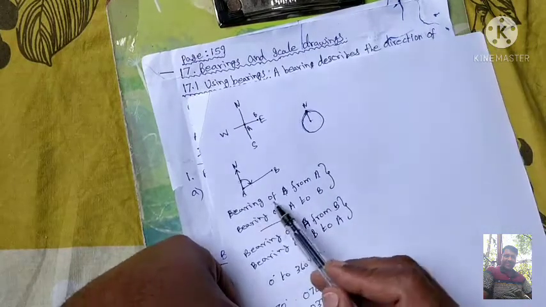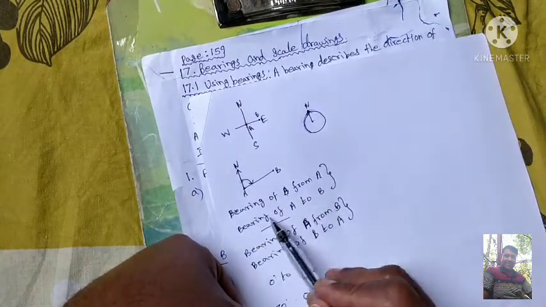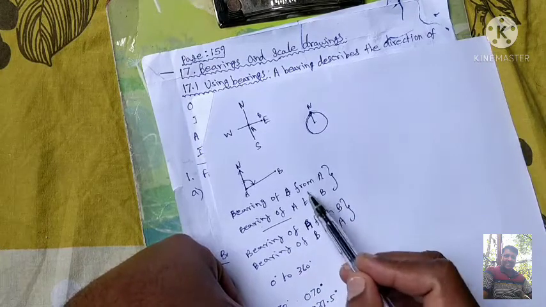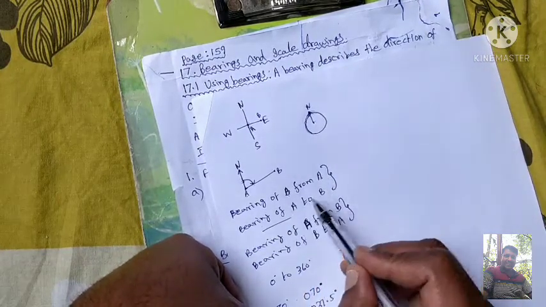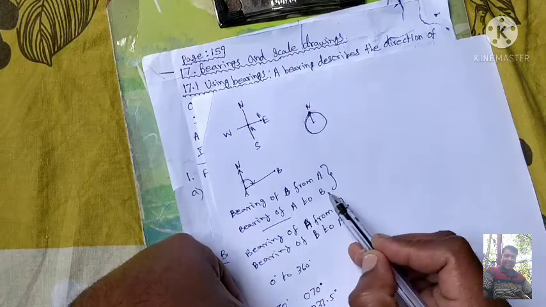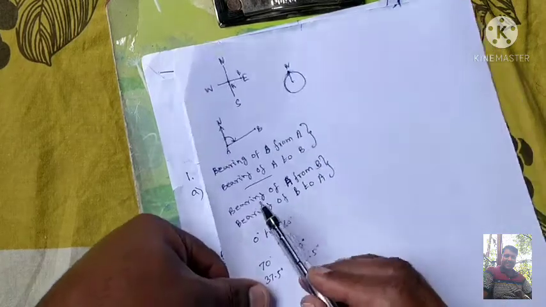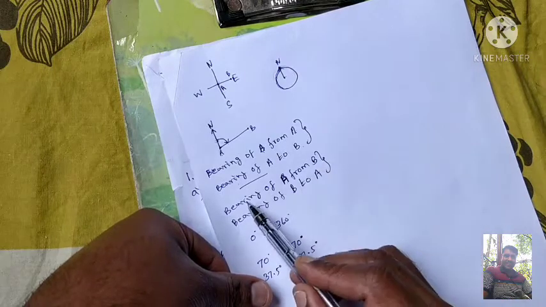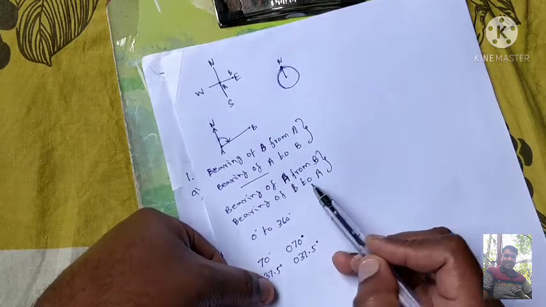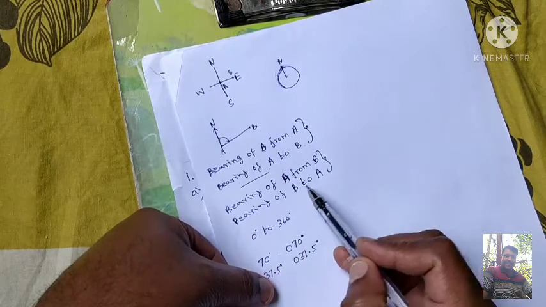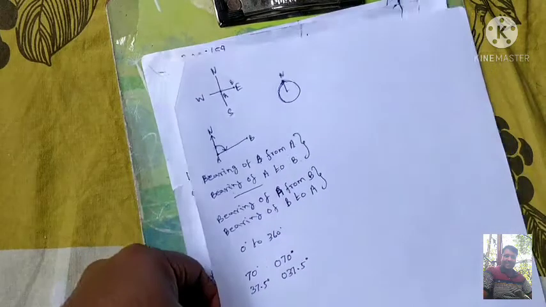The third point, bearing of B from A and bearing of A to B, both are the same. So from A starting, here also bearing of A to B. A to B means what? From A to B. So these two are the same. And bearing of A from B, or bearing of B to A, so from B to A, these two are the same. You always remember these things.